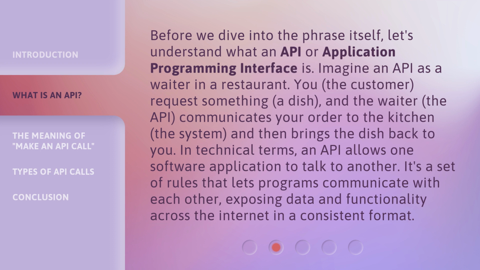Before we dive into the phrase itself, let's understand what an API, or application programming interface, is. Imagine an API as a waiter in a restaurant. You, the customer, request something, a dish, and the waiter, the API, communicates your order to the kitchen, the system, and then brings the dish back to you. In technical terms, an API allows one software application to talk to another. It's a set of rules that lets programs communicate with each other, exposing data and functionality across the internet in a consistent format.